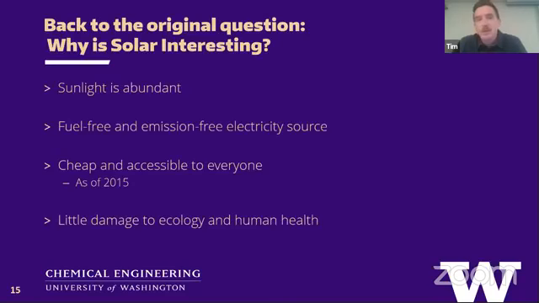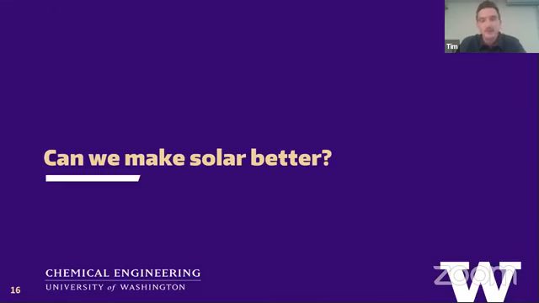And so I guess just to wrap up why solar is interesting. Sunlight is abundant, and so we can generate a lot of electricity with solar. It's a fuel-free and emission-free electricity source, which means that it can help fight global warming. As of a few years ago, I can say quite confidently it's cheap and accessible to everyone. And there's little damage that solar PV can do to ecology and to human health as well.